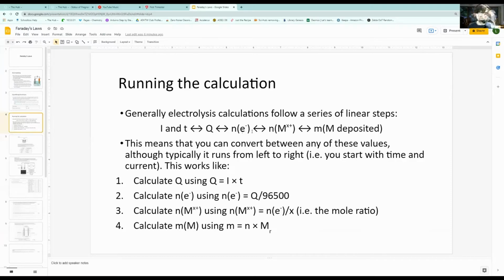Now in this case, I put reversible arrows here, because we can go either way. We could be given a mass value and convert that into an amount of the metal, and then an amount of electrons, a charge, and then a current. That would work as well.